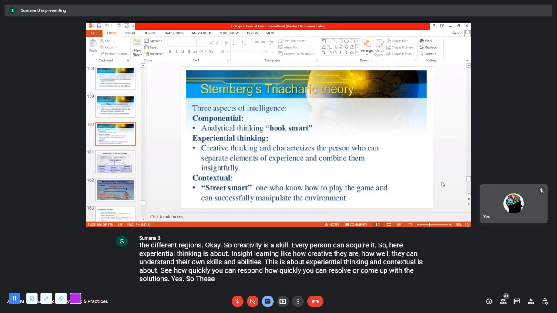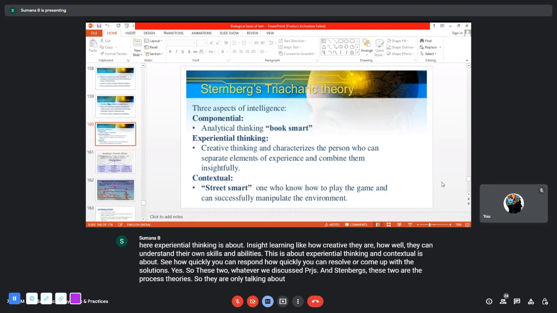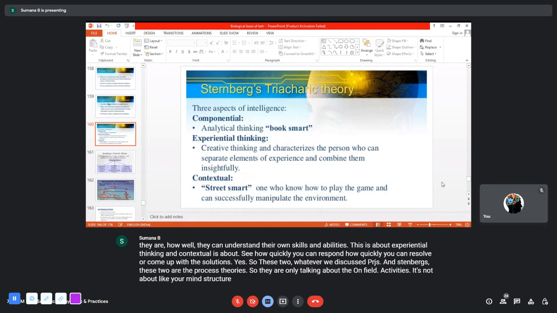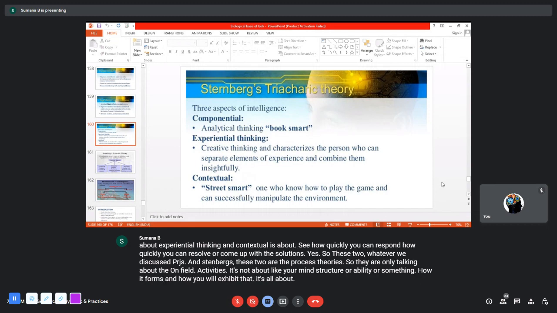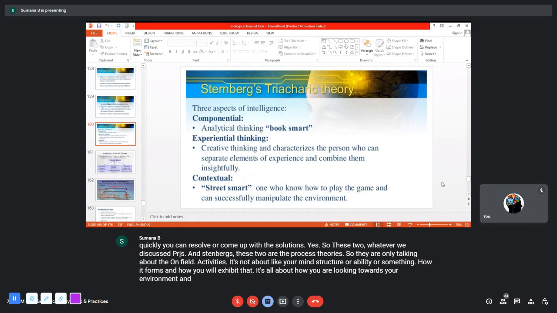So these two, whatever we discussed, Piaget's and Sternberg's, these two are the process theories. So they are only talking about the on-field activities. It's not about your mind structure or ability, how it forms and how you will exhibit that. It's all about how you are looking towards your environment and how you act upon it.